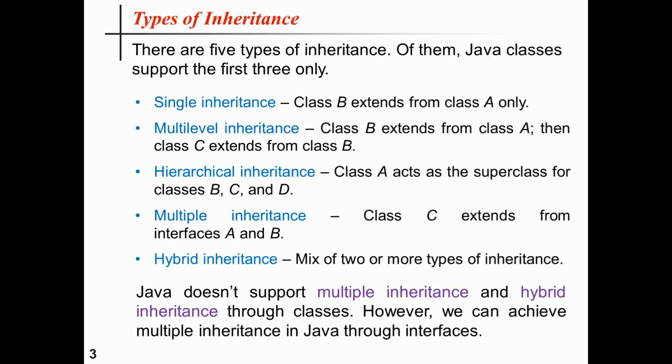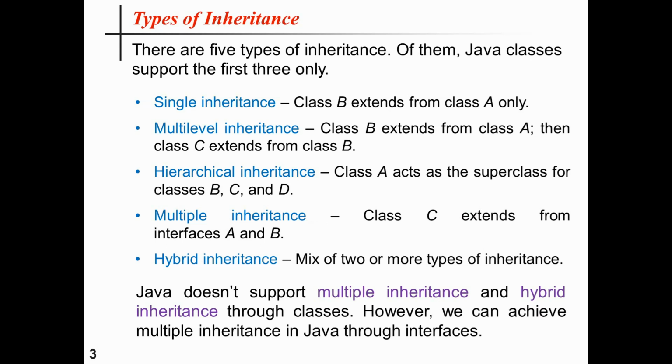Now we will have a look at the types of inheritance. There are 5 types of inheritance. Of them, Java classes support the first 3 categories only, like single inheritance. For example, class B is the subclass which extends from class A only, which is the superclass. So single parent class and single child class. A is the superclass and B is the subclass.